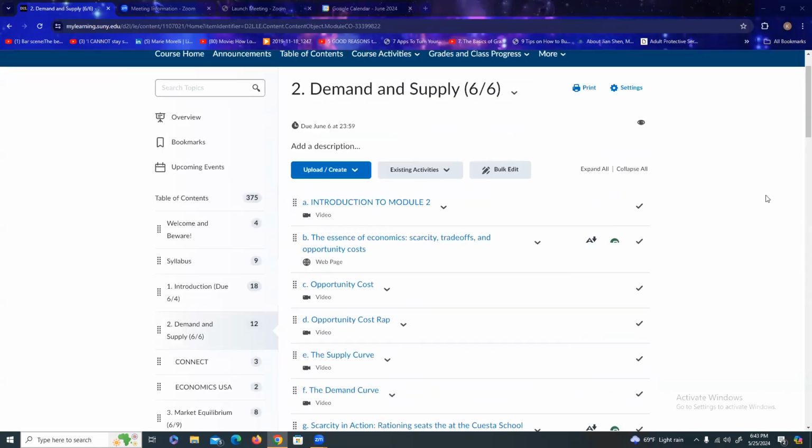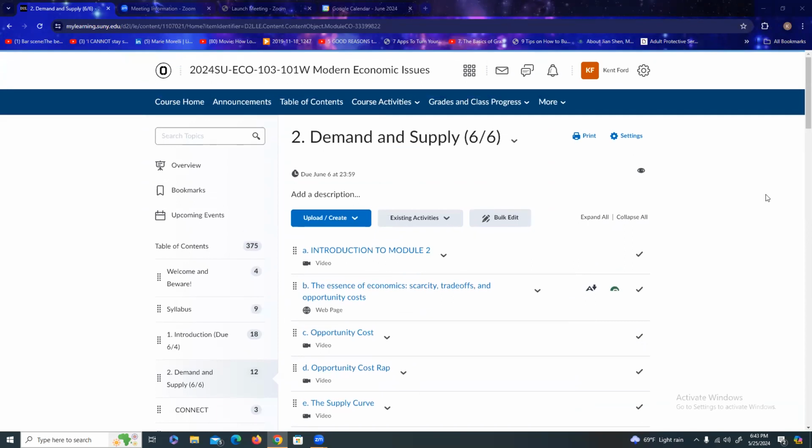Welcome to Module 2. This is where we get into how markets work, and the most basic component of a market is the supply of goods and services and the interaction with the demand for goods and services. So here we are. We've got scarcity all around us, and trade-offs and opportunity cost. Here is a funny cartoon illustrating scarcity, trade-offs, and opportunity costs.